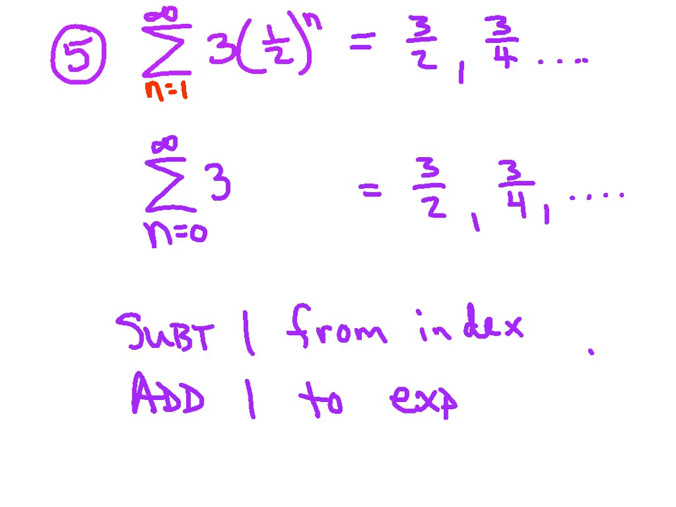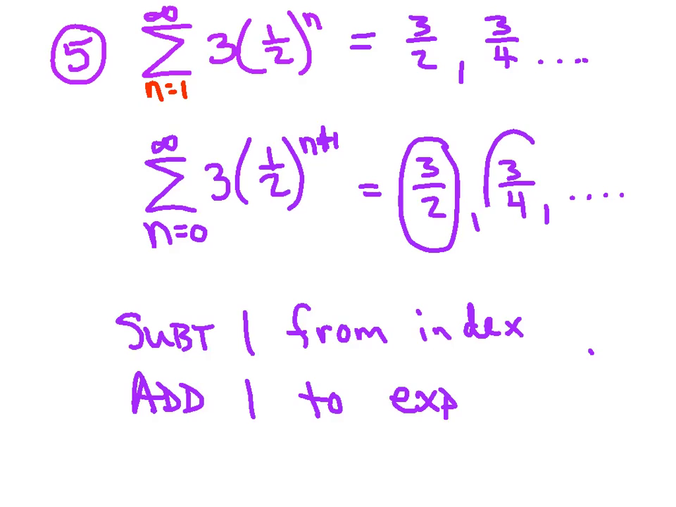So basically what we're saying is my new exponent is going to be the power of n plus 1. If you're not sure about that, if you're hesitating whether to trust me on that or not, go ahead, substitute a 0 in for that n. See if you actually get 3/2 for the first term. Then go ahead and substitute a 1 into that n. See if you get 3/4 for the second term, and so on and so forth.